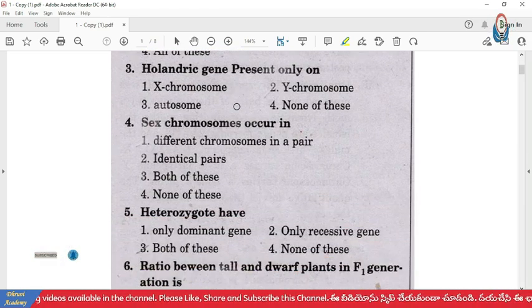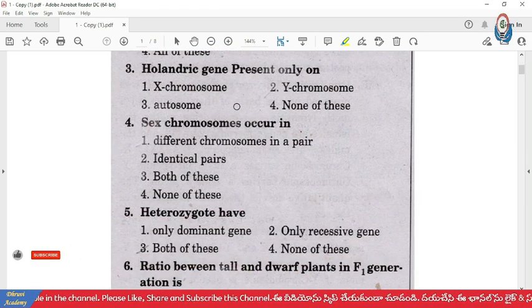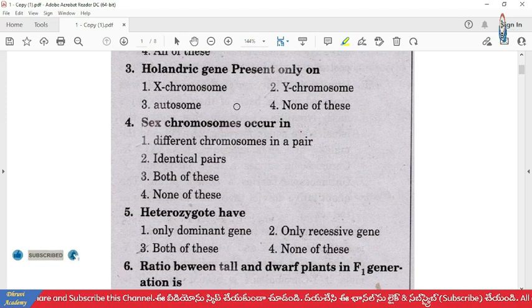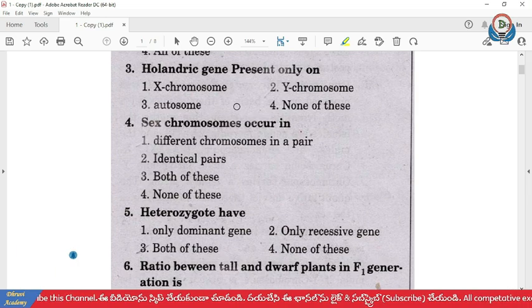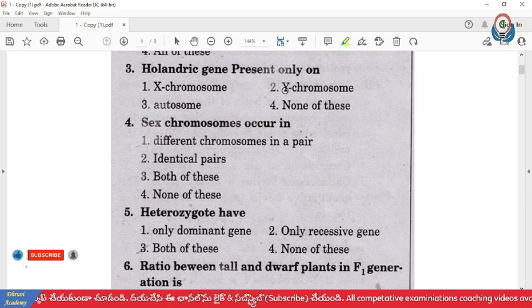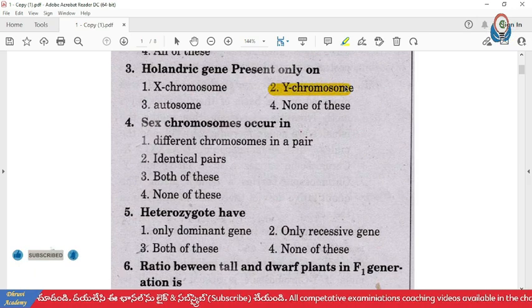Next, holandric genes are present only in which? Is it one, X chromosomes, two, Y chromosomes, three, autosomes, or four, none of these? Which is the correct answer? These holandric genes are present only in the Y chromosomes.